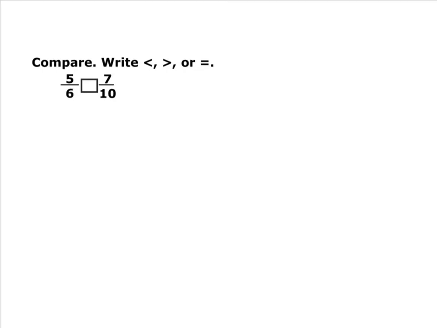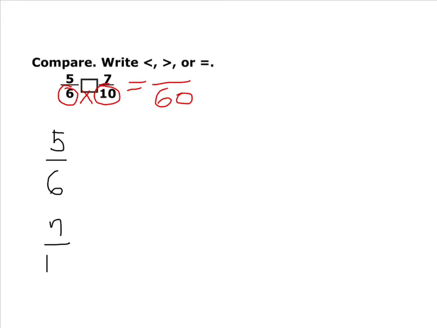Alright, let's take a look at our first example. One way we can compare these is simply by finding a common denominator for both 6 and 10. One way is to multiply 6 times 10, which gives us 60. So we need to convert both those fractions into fractions that have a common denominator of 60. The first one, 5/6, and our next one, 7/10.